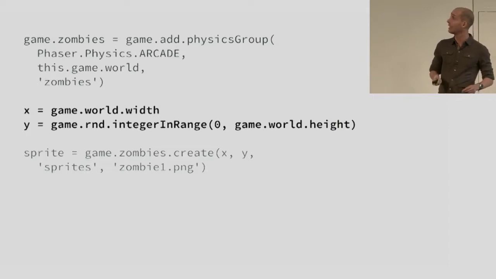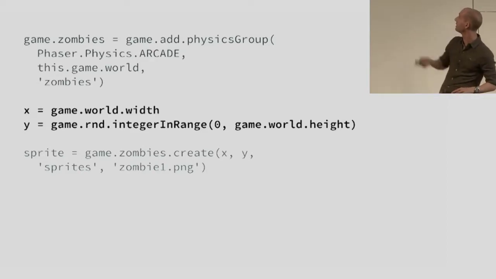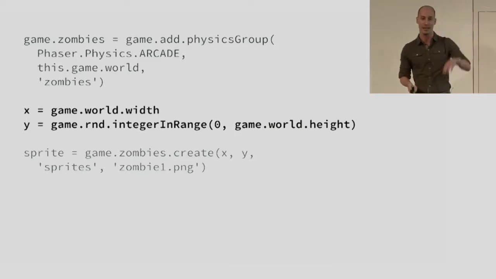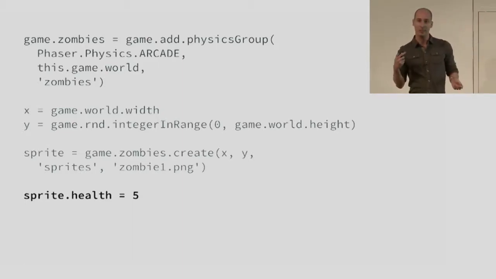Our x and y we'll get from the game world's width, so he'll start out at the far right, and the height will be random. Phaser will give us a random number generator built in. So pick a random height between 0 and the height of the game world. And we'll also give the zombie some health. That'll come into play later when we make our bullets from the plants hit the zombies.